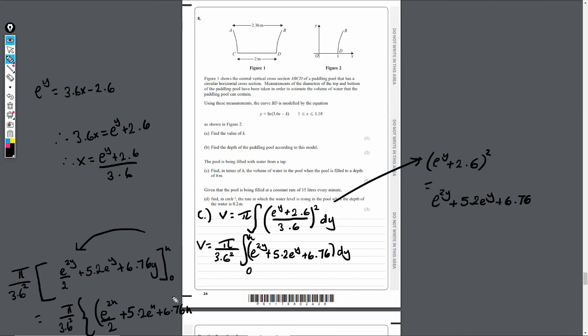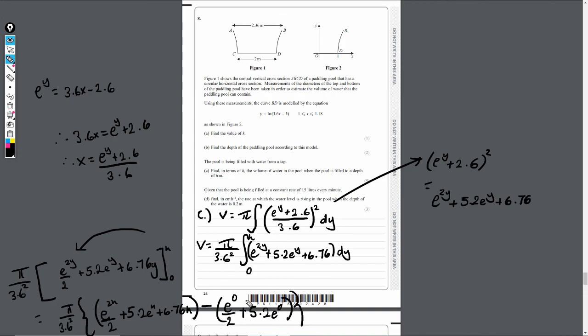h, okay, so that's my first bracket, and then we've got a minus for when it's 0, okay, so it'll be e to the 2 lots of 0, so e to the 0 over 2, so it's going to be minus e to the 0 over 2, plus 5.2 e to the 0, and then finally plus 6.76 times 0, so that'll just be 0, so that'll be that.